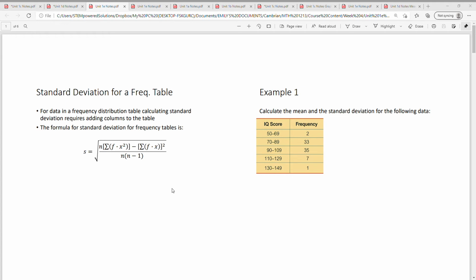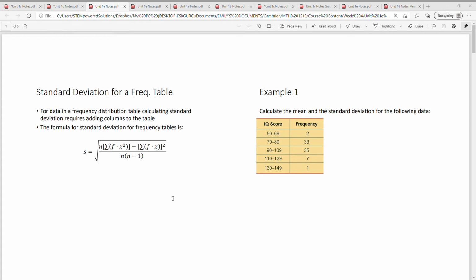n is the total number of frequencies, so we just add up. n is equal to the sum of all frequencies, and that's equal to 2 plus 33 plus 35 plus 7 plus 1, and this is equal to 78. All right, and then we have to find our x squared.